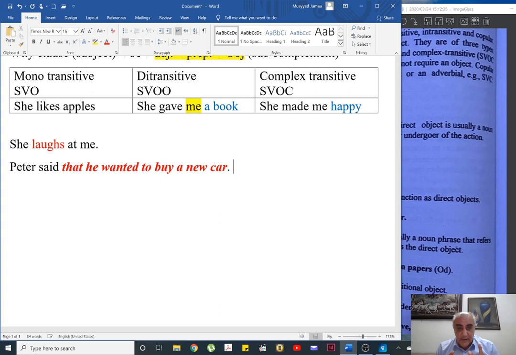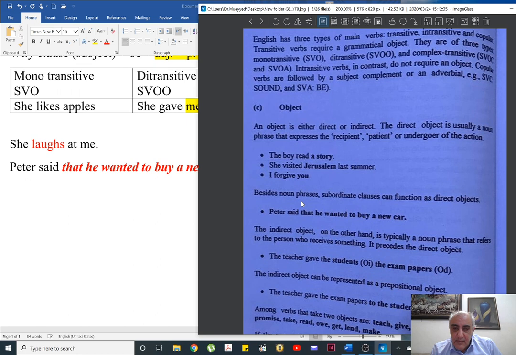فيصير two objects، خلينا نرجع لهنا، اللي هو الindirect object: besides two subordinate clauses function as indirect object. The teacher gave the students the exam papers. هنا the students الindirect object. الفكرة الأساسية اللي هو الexam papers الdirect، لكن students هم اللي تلقوا الضربة اللي صدوها. أوكي، فيصير هذا indirect object.